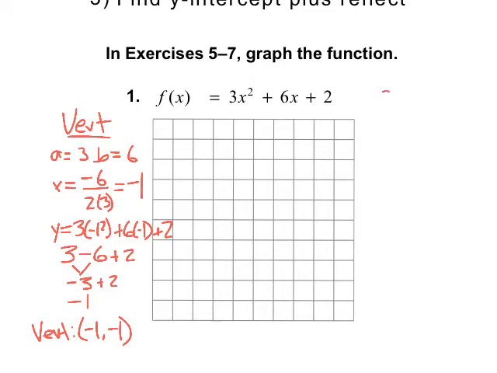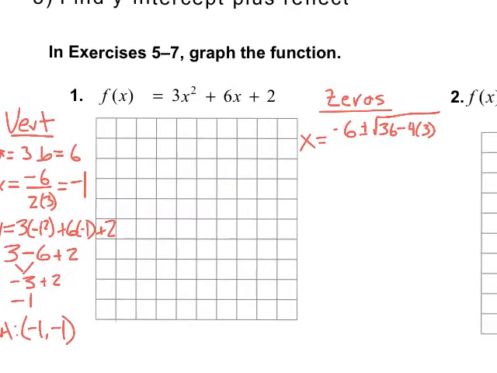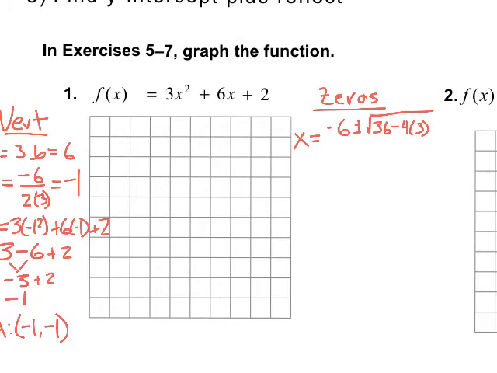Okay, for my zeros, I need to do quadratic formula. So x equals negative b, so that's negative 6, plus or minus the square root of b squared, which is 36, minus 4 times a is 3. I'm running out of room, let me move over here. Times c is 2, all over 2a, which would be 6. Okay?